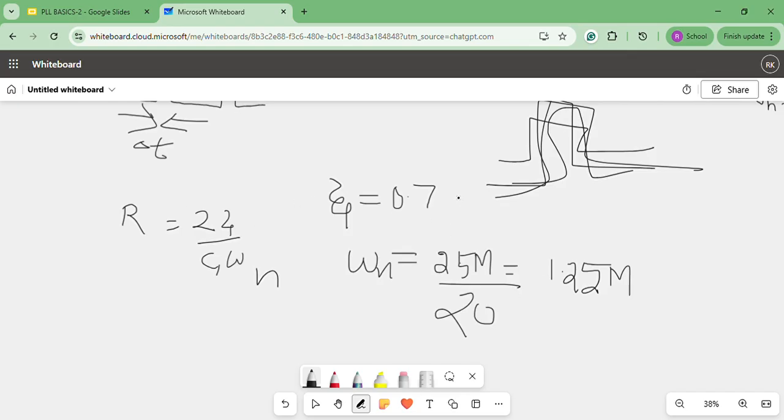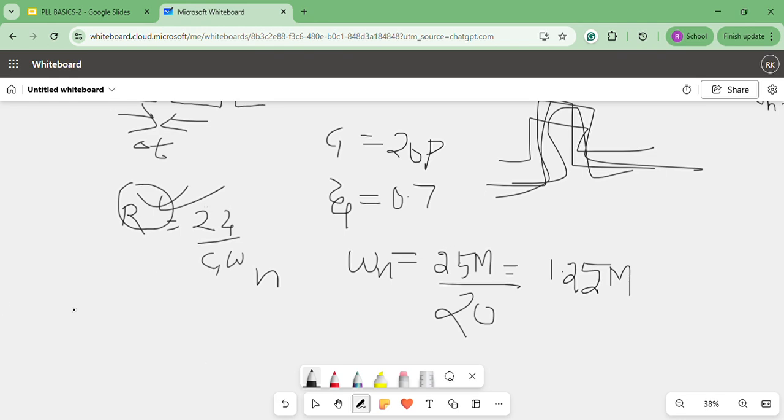So now we have to assume C1. Either we can assume R or C1. So we have assumed C1 as 20 picofarads. From all these equations, now we can get the value of R. You can calculate from your side. I will write the final values in the final slide. So now we have R and C1.